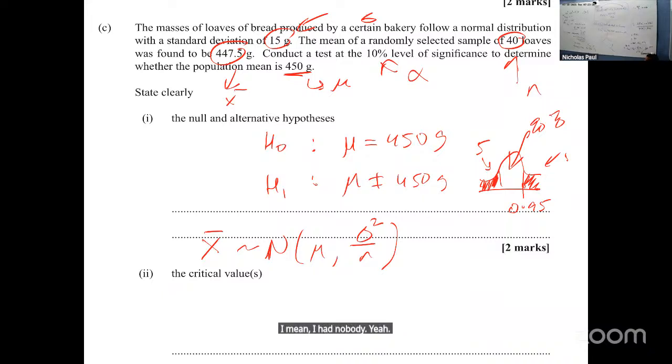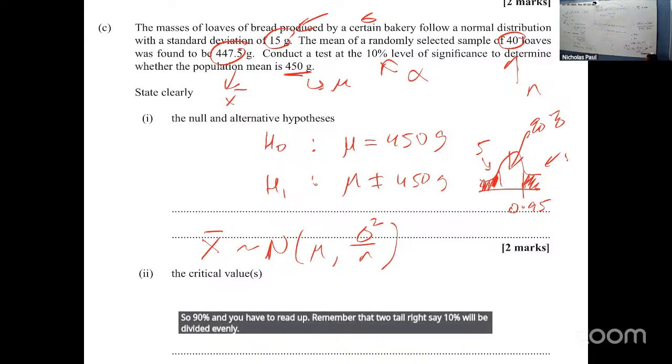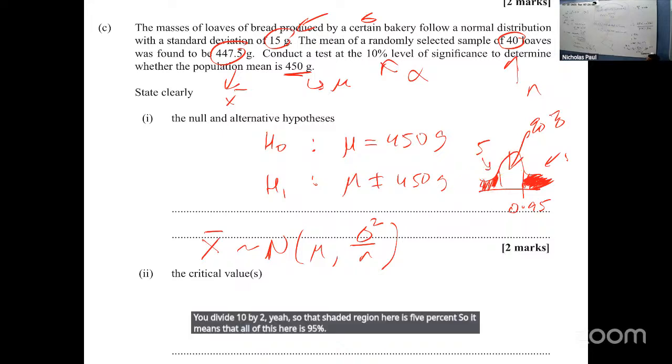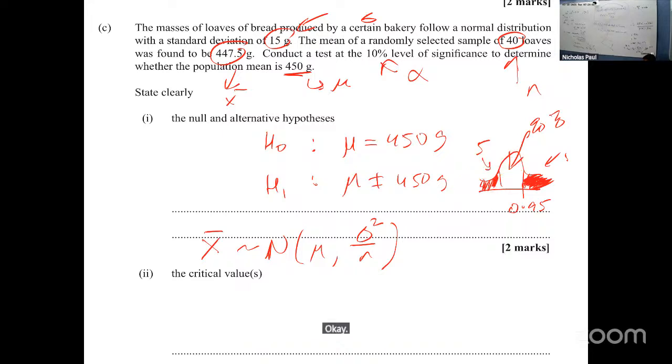Right, so 90% and you have to read up. Remember that it's two tail, so the 10% has to be divided evenly. You divide 10 by 2 here, so that shaded region here is 5%. So it means that all of this here is 95%. Okay, so the value you have to read on the table is 0.95.